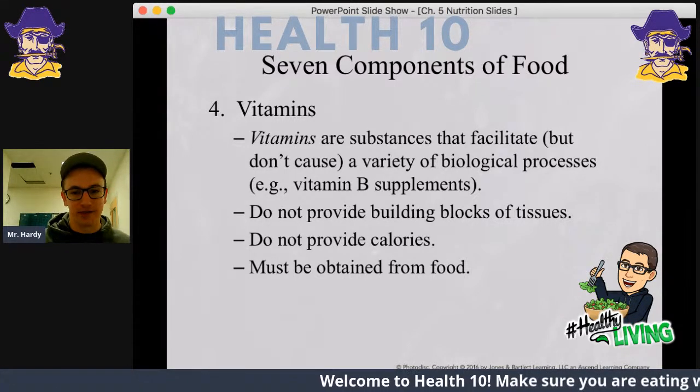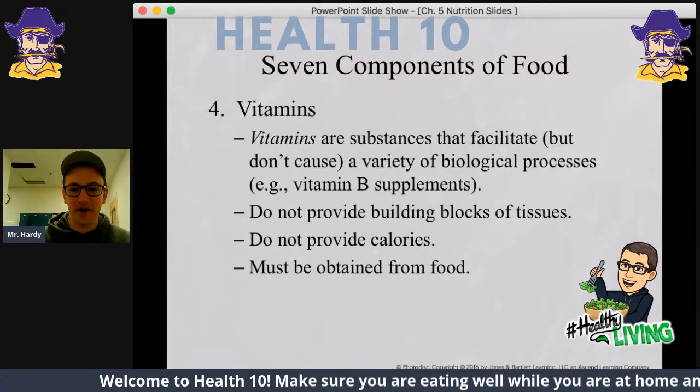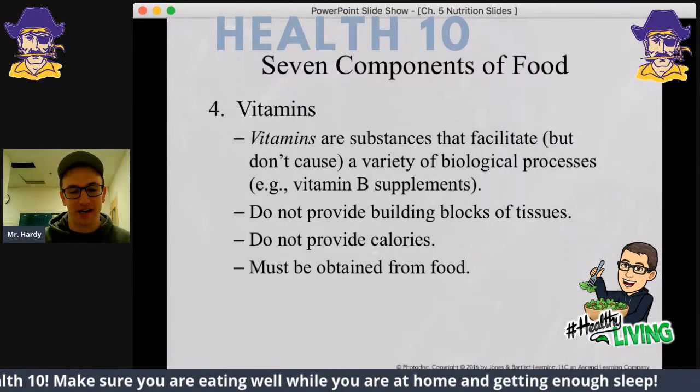I know growing up, I always took the Flintstones. I don't know if you guys have done that too, but I loved those little Flintstone vitamins when I was growing up.